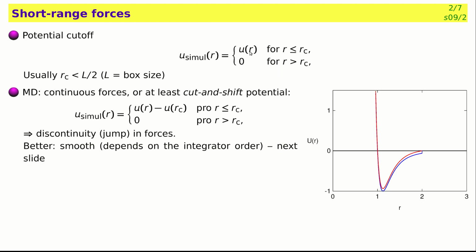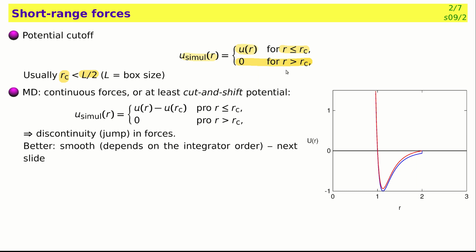Okay, so let's return to the simplest case, to the Lennard-Jones potential, for example, atom-atom potential. I have said that it's necessary to cut it off, to shorten. The simplest way how to do it is to use the simulated potential equal to the correct one for distances shorter than certain cutoff. Typically this cutoff will be less than half the box size, and I ignore it for longer distances.